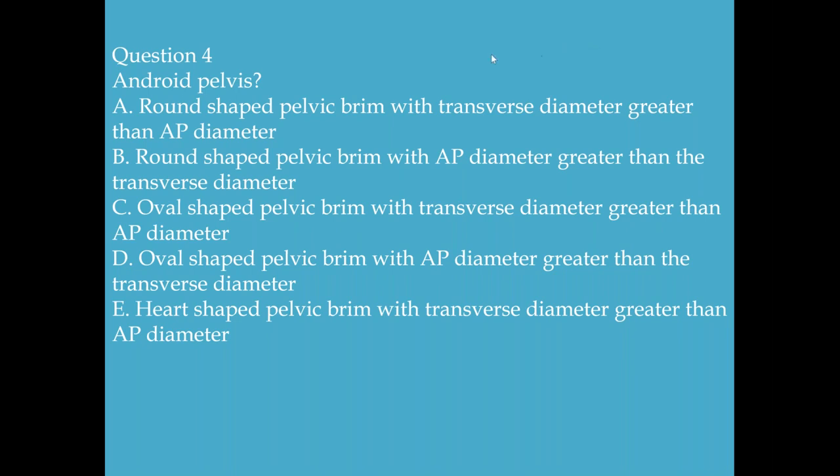Question 4. Android pelvis. A, round shaped pelvic brim with transverse diameter greater than anterior posterior diameter. B, round shaped pelvis with anterior posterior diameter greater than the transverse diameter. C, oval shaped pelvic brim with transverse diameter greater than anterior posterior diameter. D, oval shaped pelvic brim with anterior posterior diameter greater than the transverse diameter. E, heart shaped pelvic brim with transverse diameter greater than the anterior posterior diameter.